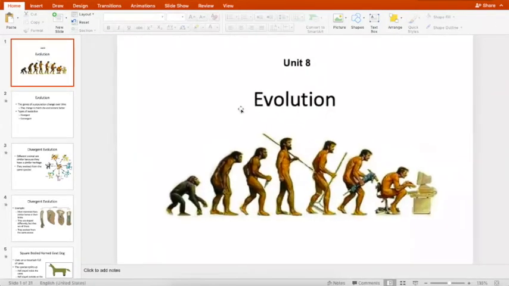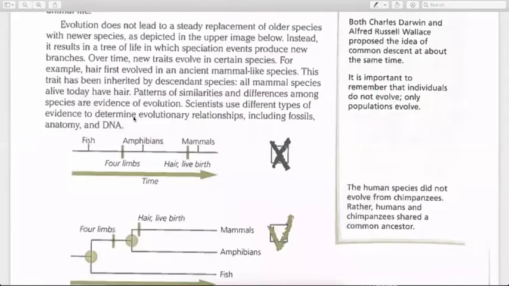All right. So just like in this picture, it looks like one species is gradually becoming another species and the old species is disappearing, replaced by the new species. That is not the case. One of the many reasons why I told you this picture is wrong. That's not how it works.